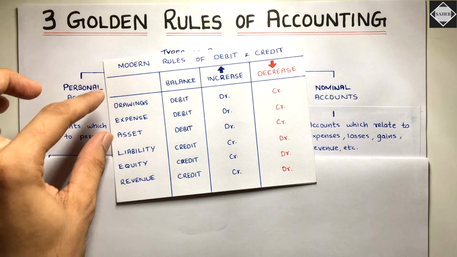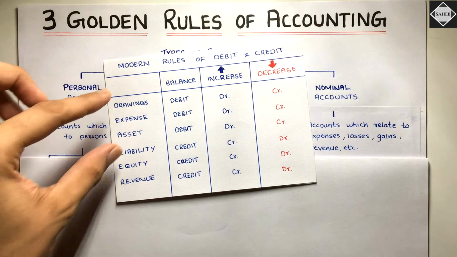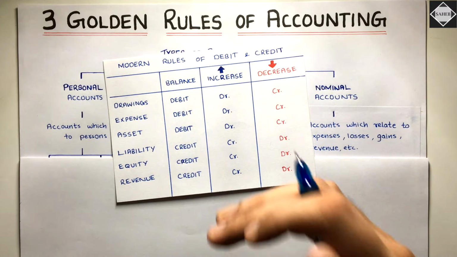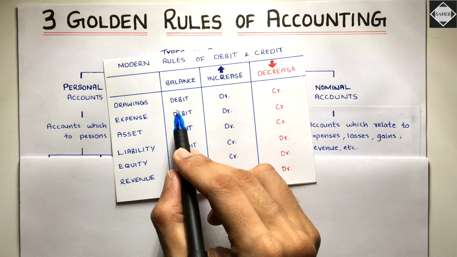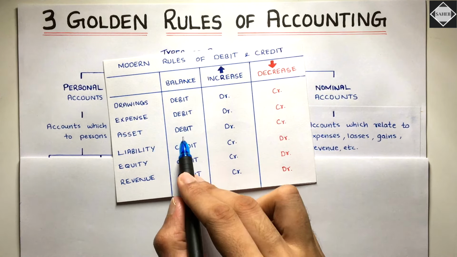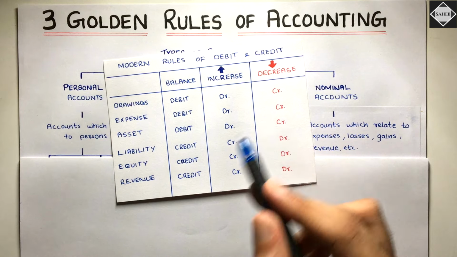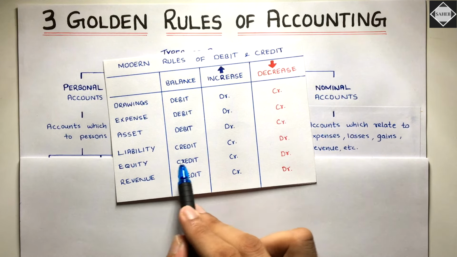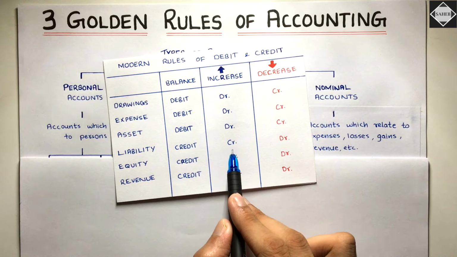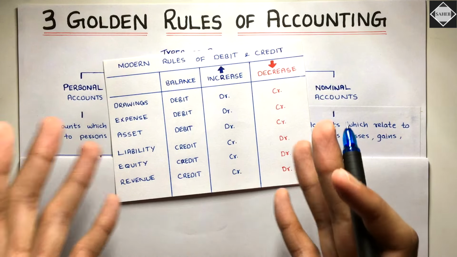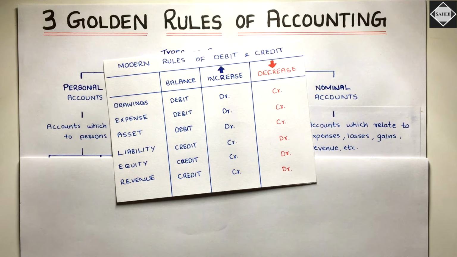Yes, these two groups we have. One group has debit balance and another group has credit balance. To increase them, you have to see what kind of balance they have. Asset has debit balance. To increase, we have to debit, and to decrease, we have to credit. On the other hand, let's just say liability, which has credit balance. To increase it, you'll have to credit, and to decrease, you have to debit, right? This is called the modern rules of debit and credit. And this is really simple and straightforward, and it's easier actually.